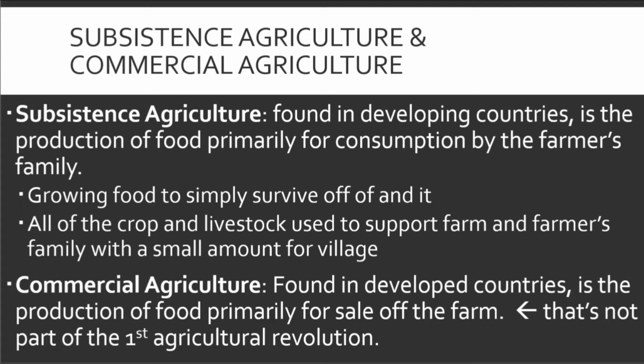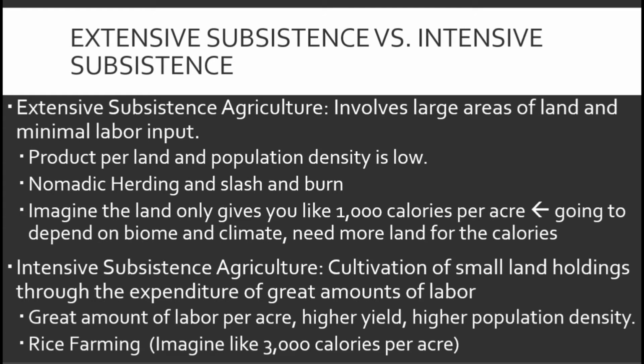Usually more developed countries that are considered core, or that are higher up in Rostow's economic model, are countries that engage in commercial agriculture. For subsistence agriculture, so back to the first revolution, you have two subtypes. The first one is called extensive. Extensive subsistence agriculture means that you are using a wider area of land and you are getting a lower calorie output.